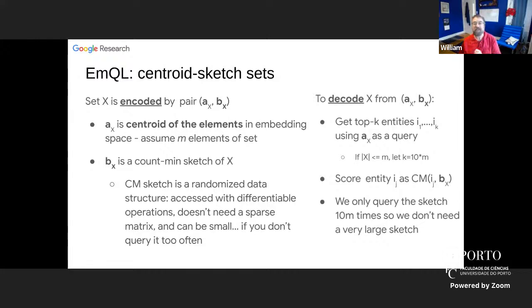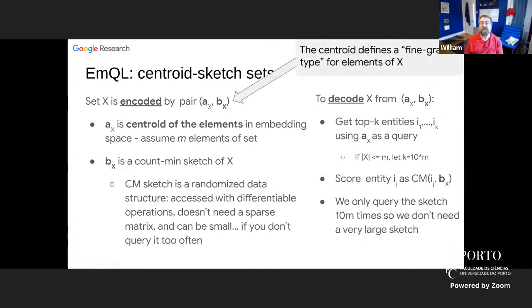To figure out which things are in the set representation, you basically find some small number of things that are close to the centroid. And it turns out there's a way of doing this very efficiently in neural settings. So if you know that the set has size m, say the set is size 100, then you'll take the top 1,000 things, and then you rescore those 1,000 things using the Count-Min sketch. Since you only query it a few times, you don't need a very large sketch. So this can be efficient and very accurate, as long as the set is compact in embedding space and isn't too large.